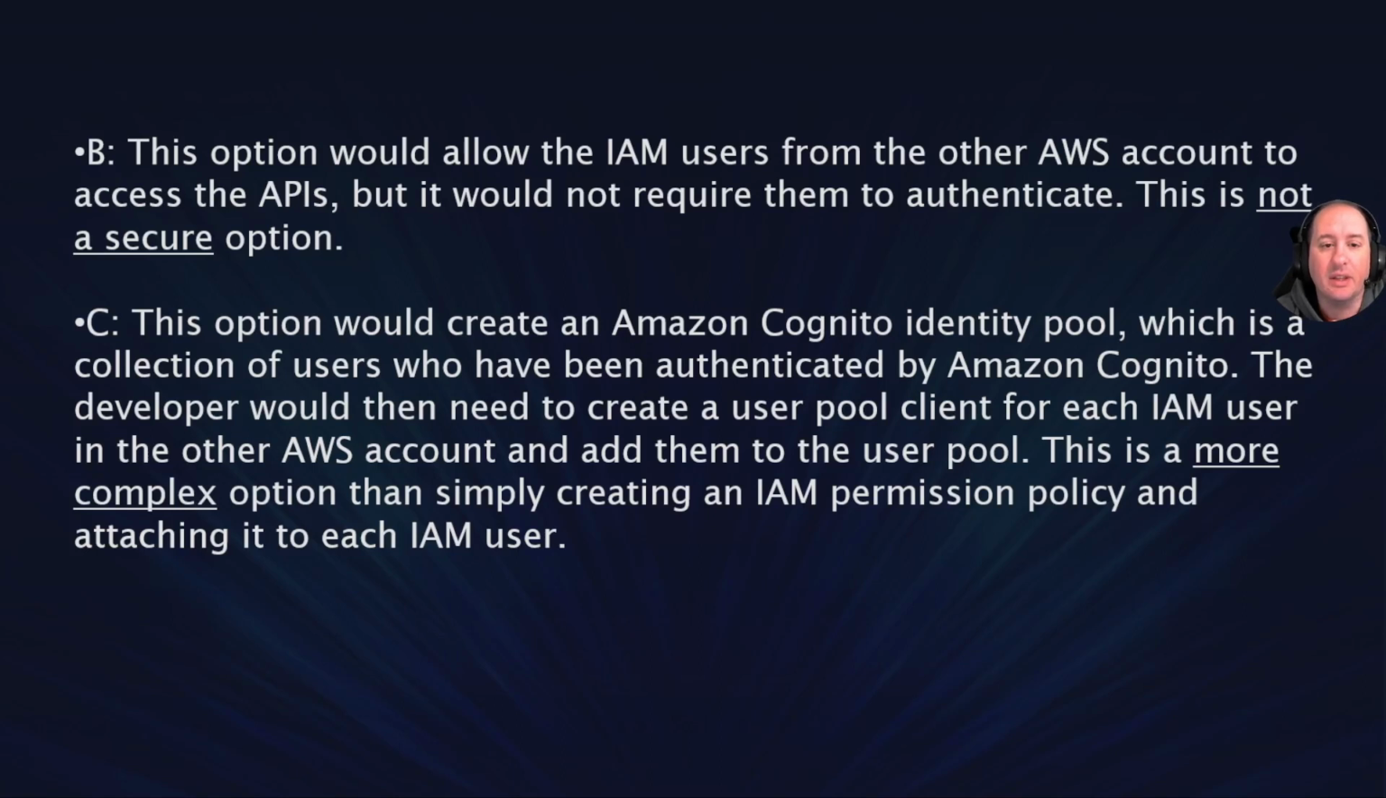And then C, this option would create the Cognito identity pool, which is a collection of users that is used to authenticate with Amazon Cognito. And then the developer would then use these to create a user pool for each IAM user in the AWS account and add them to that user pool. This is an option and it would work, but however, it's more complex. We want to go with the simpler option, obviously, whenever we have the choice.